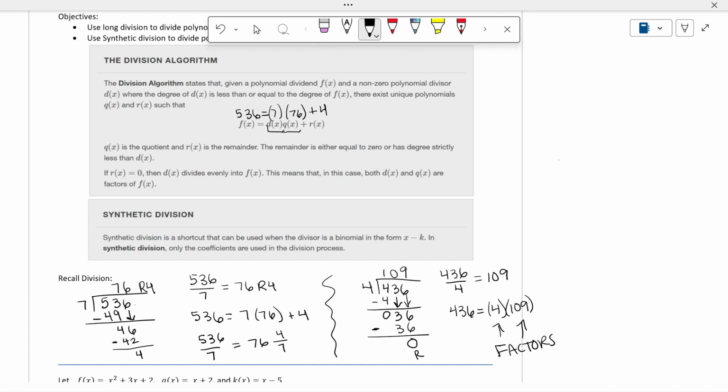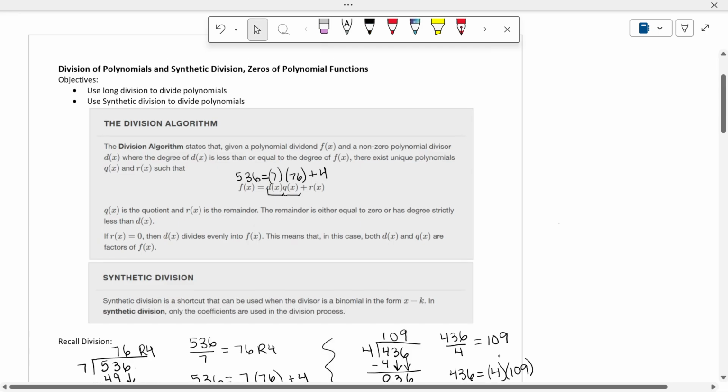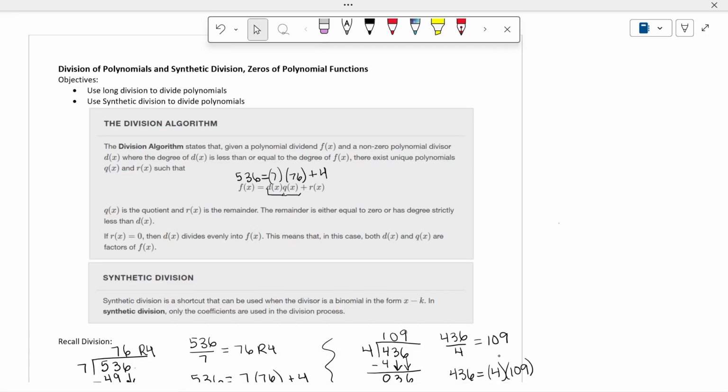Now, come back up to the box here. We're going to do the same thing with polynomials. They're saying, hey, we have this polynomial function f of x, and we are going to divide it by d of x. So we're dividing a polynomial out of it. When they talk about the degree, they're just saying we're dividing it by something that has a lesser degree, or equivalent degree. And then the answer is the quotient and a remainder if there is one.